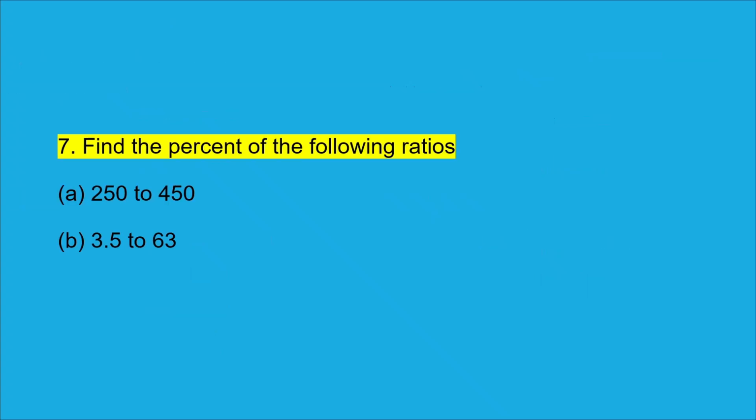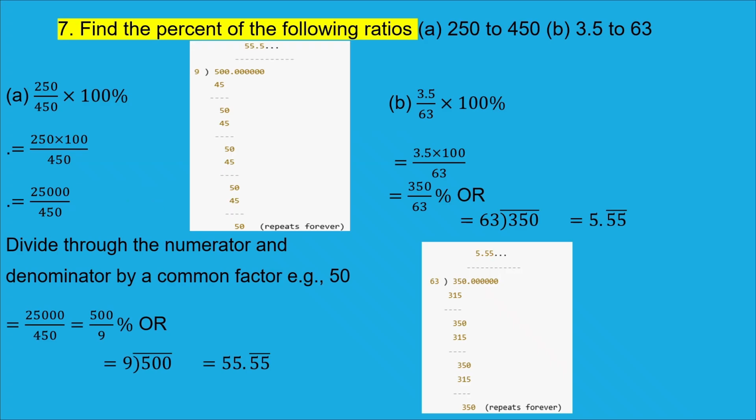How do you get percents from ratios? A, 250 to 450, then B, 3.5 to 63. The word "to" means over, therefore we have 250 over 450 times 100% because you're converting to percent. Then use a common divisor to divide through the numerator and denominator, and you arrive at 500 over 9.